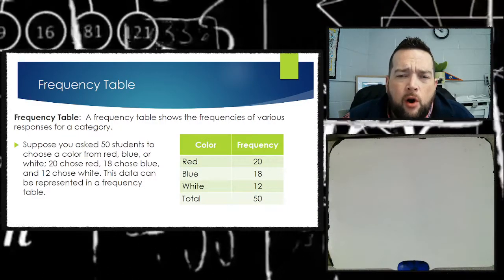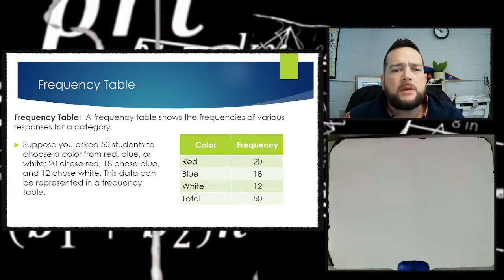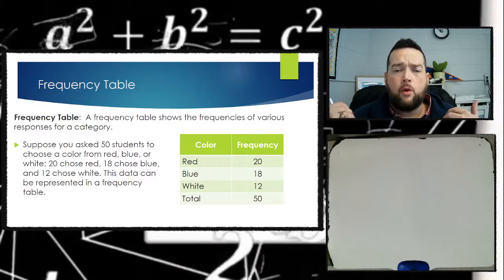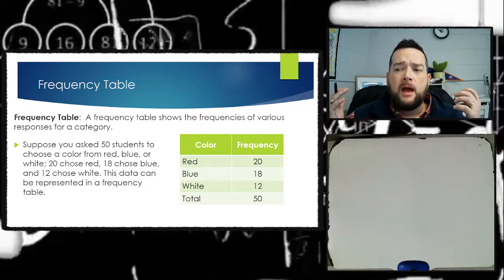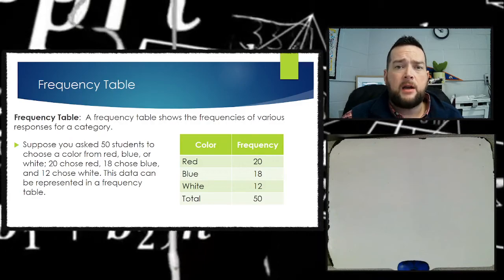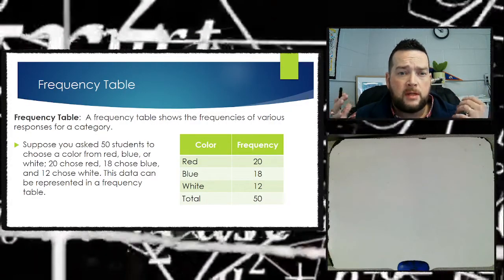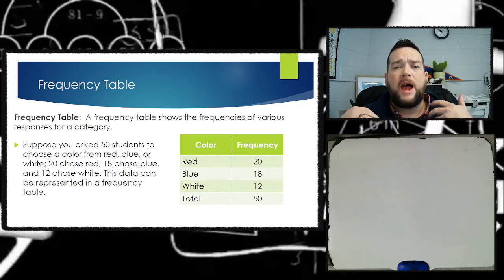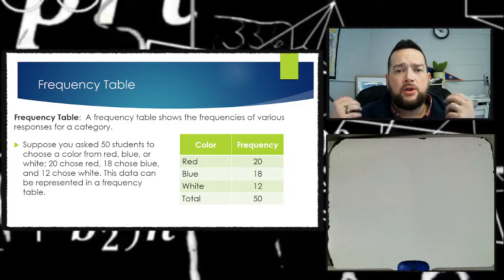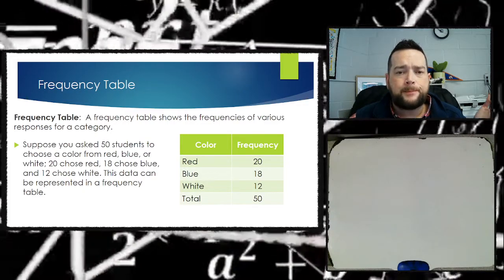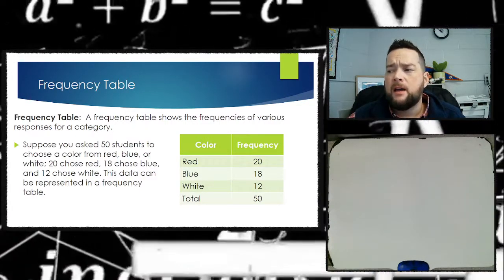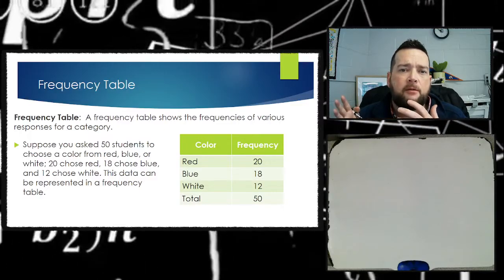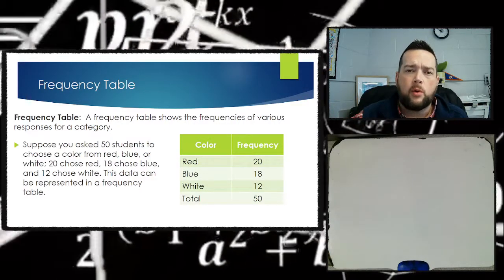A frequency table is just our way of displaying the frequencies of various responses in a particular category. So if we were out collecting data, maybe we had a quantifiable question that we wanted to ask, like in this case, out of red, white, and blue, if we went to 50 different students and asked them which one is their favorite out of those three colors, we can generate some kind of quantifiable results from that. If 20 chose red and 18 chose blue and 12 chose white, we could display that inside of a frequency table just to make that a little bit more clear for whoever we're presenting the data to, all right?